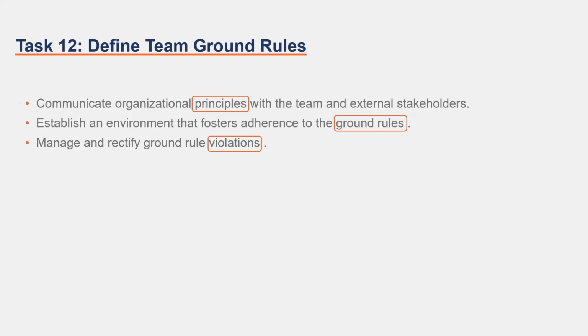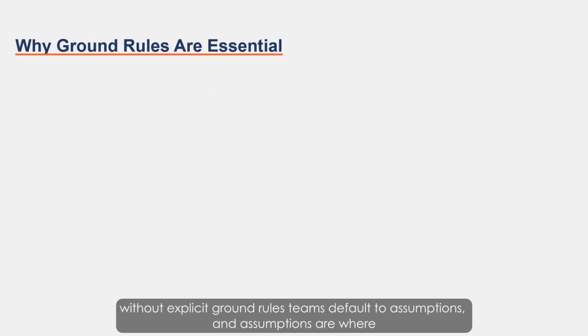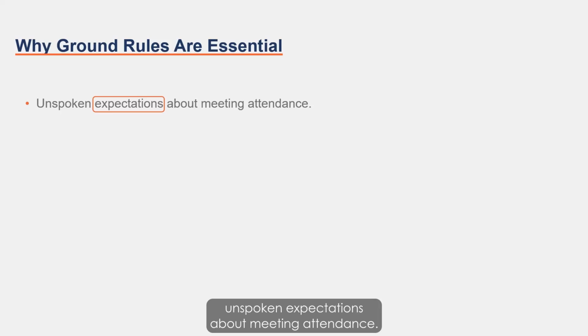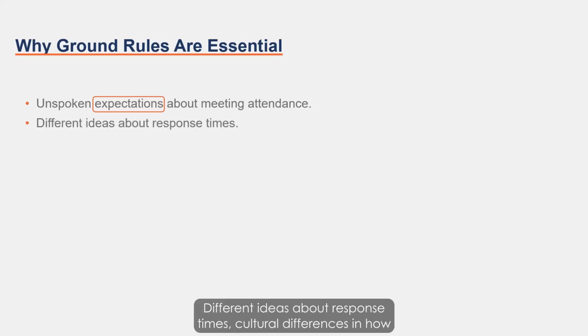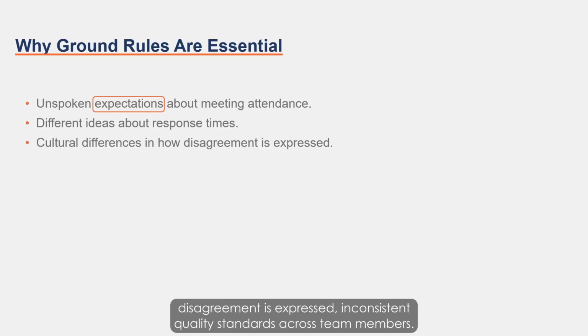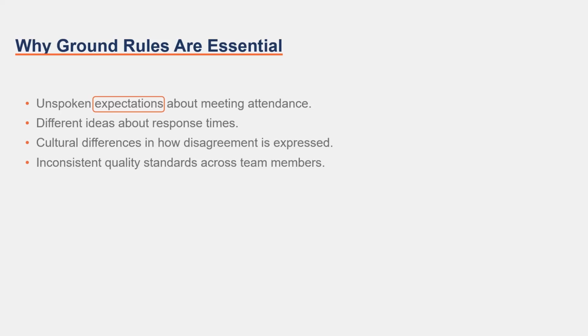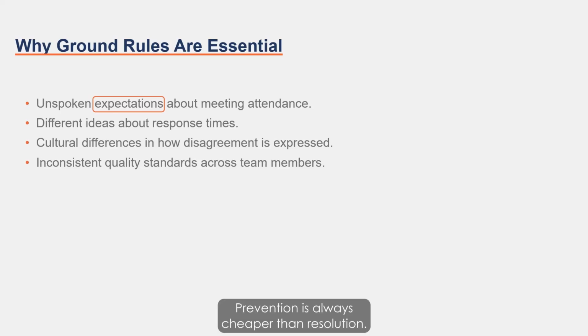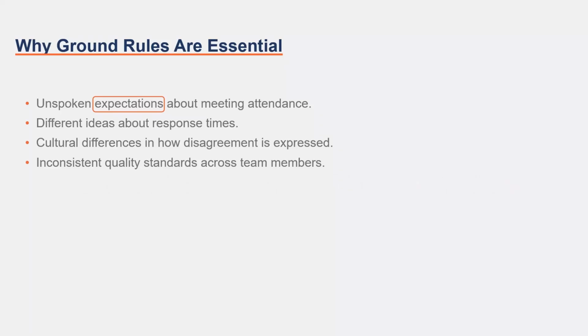Let's go through them. Without explicit ground rules, teams default to assumptions, and assumptions are where most project conflicts start. Unspoken expectations about meeting attendance, different ideas about response times, cultural differences in how disagreement is expressed, inconsistent quality standards across team members. The PMP exam expects you to define ground rules proactively at the beginning of the project, not after the first conflict has surfaced. Prevention is always cheaper than resolution.